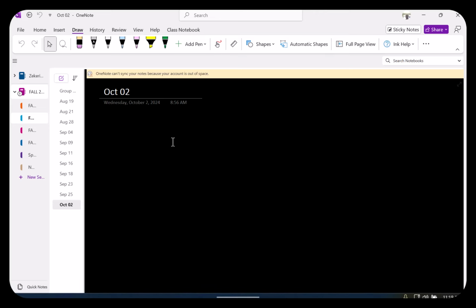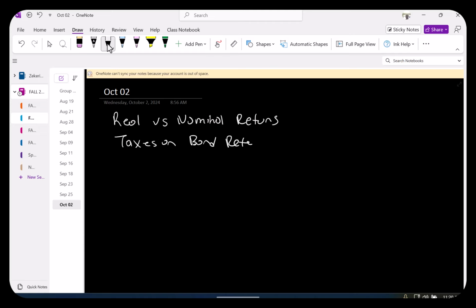All right, we're gonna finish up chapter 6 today. There's a lot of descriptive stuff. I'm gonna leave it to you guys to read them. Today, I'm gonna primarily talk about real versus nominal returns, taxes on bond returns, basically pre-tax and after-tax.